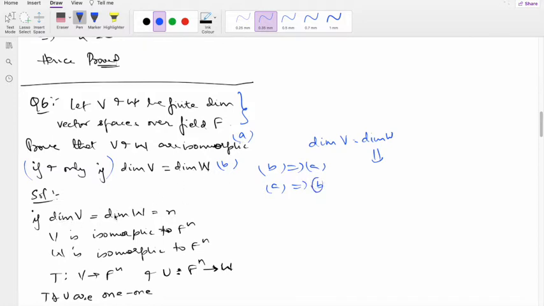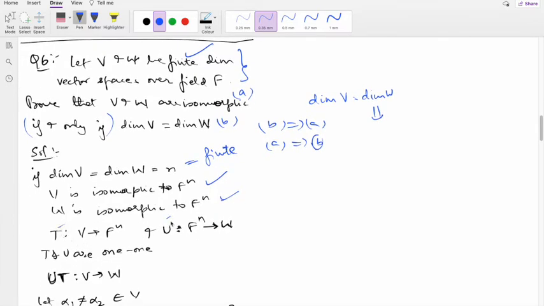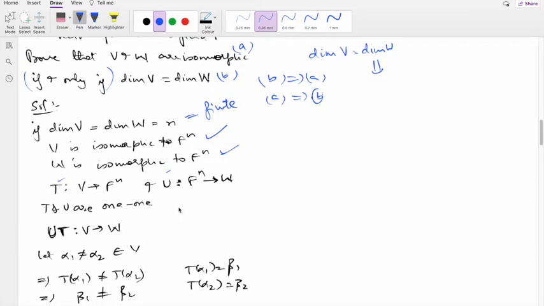Let's say dimension of V is equal to dimension of W, which is equal to n, and this is a finite quantity, as mentioned, finite dimensional. If this is true, then V is isomorphic to Fn from the theorem we just proved, and W is also isomorphic to Fn. When this happens, by the definition of isomorphic, there exists a transformation T which goes from V to Fn, and U which goes from Fn to W, and both T and U are 1-1. Now consider the transformation UT, which is a composition of these two. This transformation takes an element from V and gives an element in W.